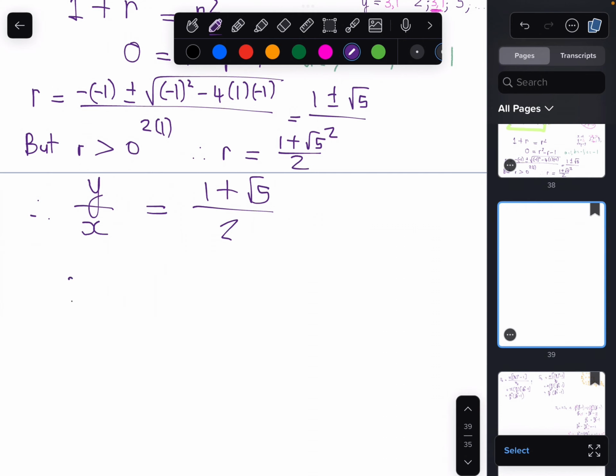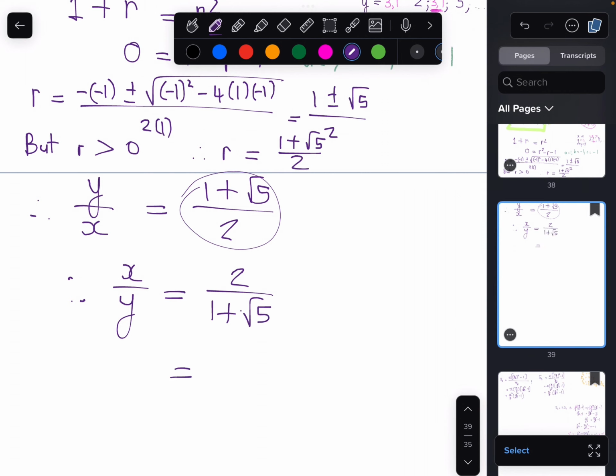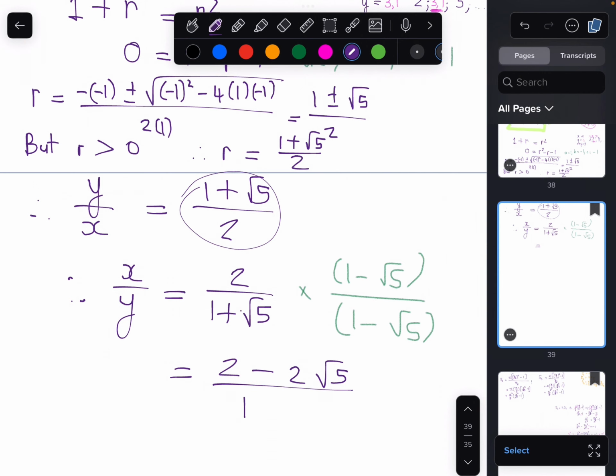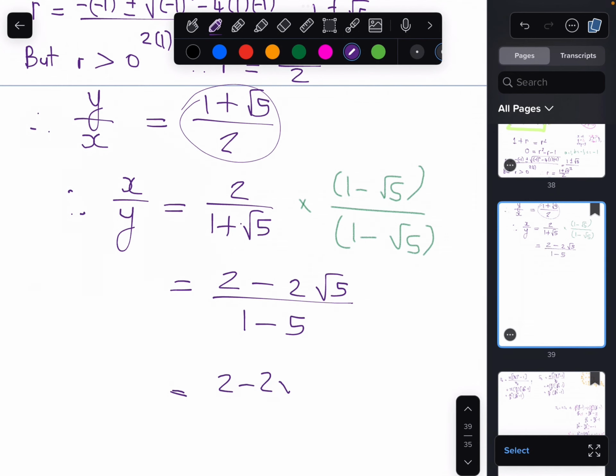Okay, and so therefore x over y will be the inverse of that. You can flip the fraction around, or 1 divided by this, which would result in the fraction being flipped around. But essentially it's this. And if we were to rationalize the denominator, we would times by 1 minus root 5, again, something you can just do on your calculator instead of agonizing your soul. So that will be 2 minus root 5, and over here we'd have 1 minus 5, and that would be 2 minus 2 root 5 over -4.